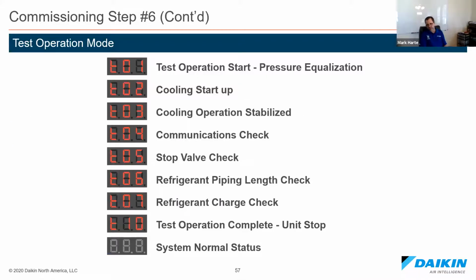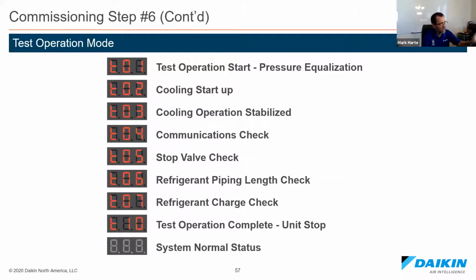What's it going to do during test operation? All those features right there. It's going to do cooling startup, cooling operation stabilize, communication check, stop valve check. It's going to check to make sure your stop valves are open. Refrigerant piping length check, refrigerant charge check. If you get past 07, T07, you're usually pretty good. There is no 8 and 9. That is for a leak check function for the European models. We don't use it in the US, okay? But once you get past 7, you're usually pretty good to go.